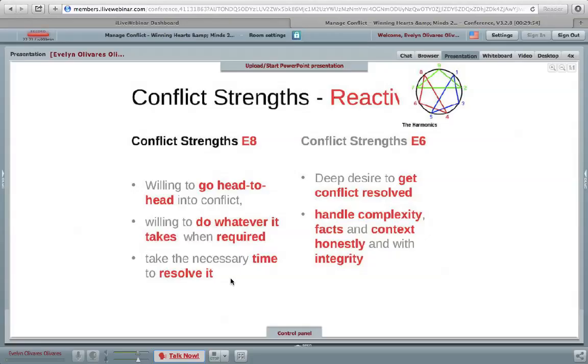Let's look at the strengths of each of these types in conflict. The 8s are willing to go head to head in conflict. They will do whatever it takes when required and take the necessary time to resolve it. The 6s have a deep desire to get conflict resolved. They handle complexity and facts and context honestly and with integrity.